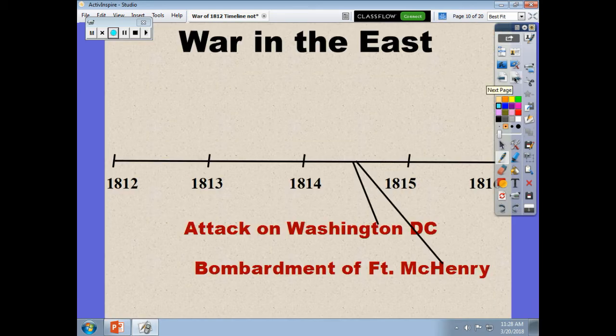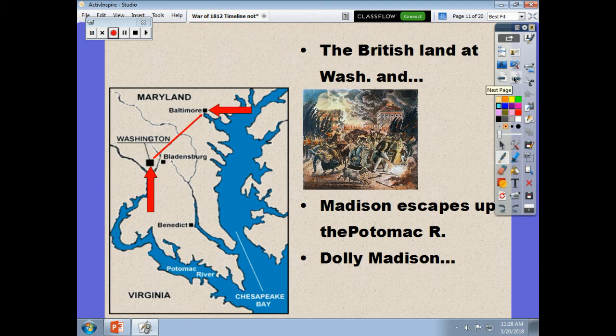Now we're looking at the war in the East, and notice how there's two events here. There's two different subtopics. One of them is the attack on Washington. The other one is the bombardment of Fort McHenry. And we're going to look at the attack on Washington first.